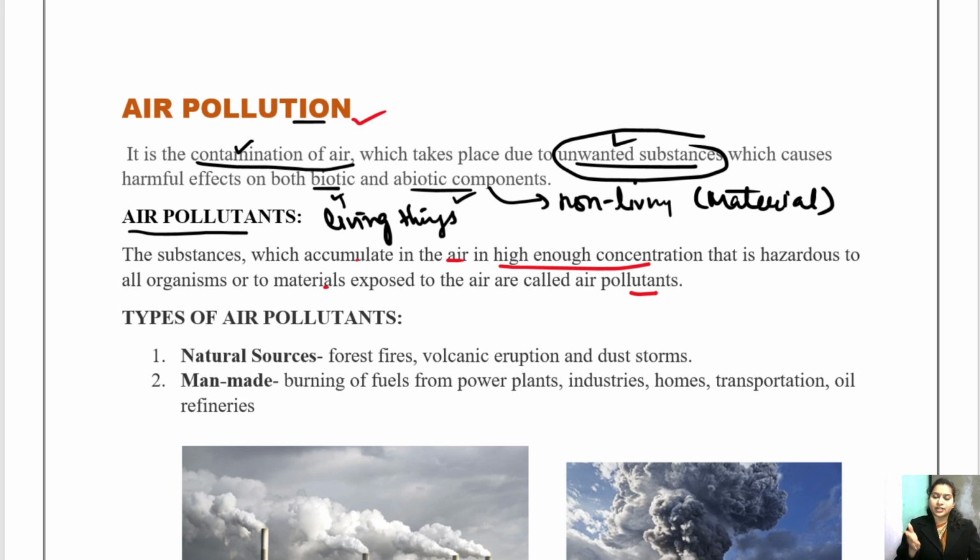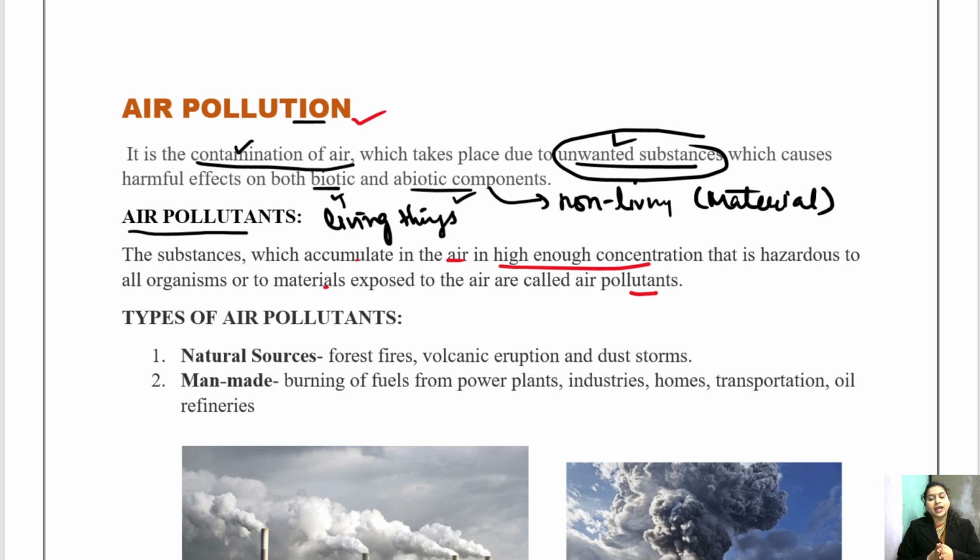Clear? So what is air pollution? I am repeating it again. Air pollution is the unwanted and undesirable substance present in air, and the substances which cause this air pollution are called air pollutants. Okay. Now children, these unwanted substances can be of several types.